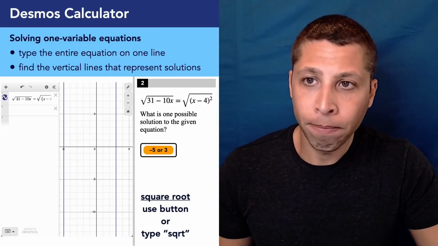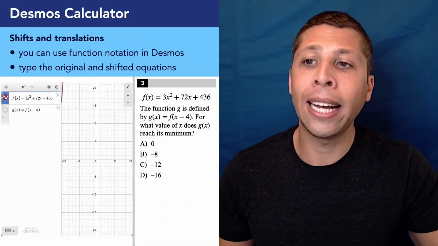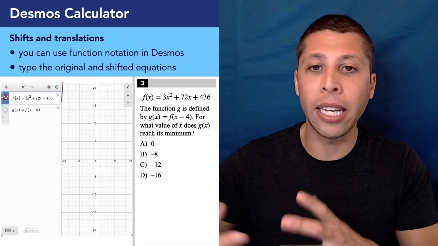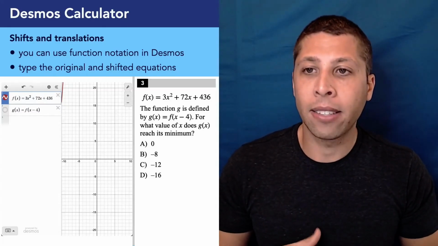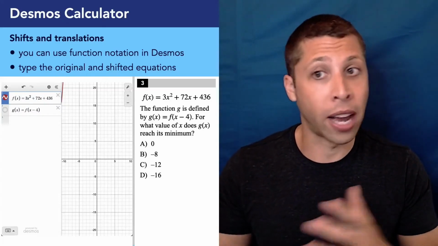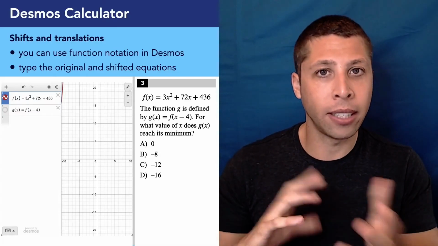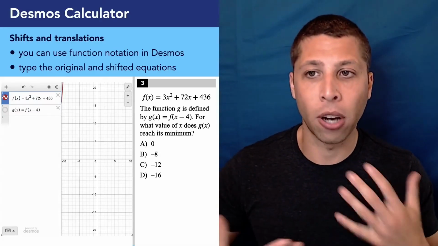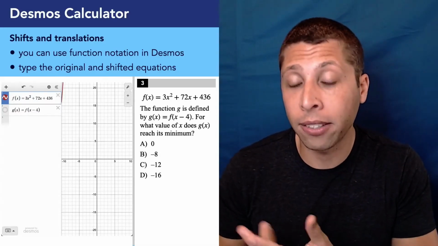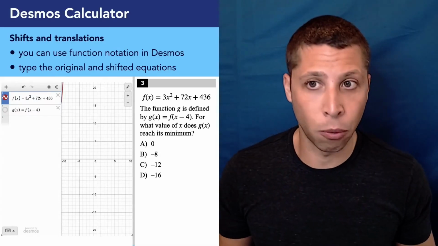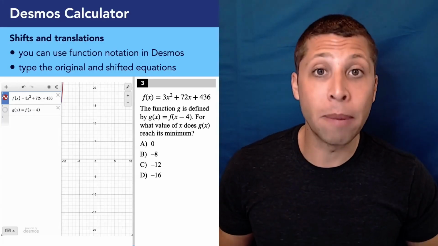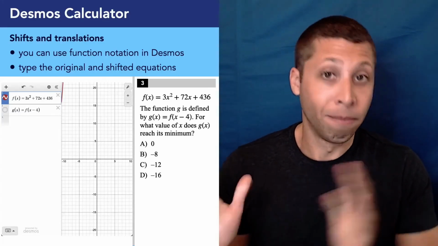Let's take a look at another one. Here we have a question that would definitely throw people off. It's giving us an f of x equation that's kind of complicated. It's also then telling us to change that equation in some way by talking about a new equation, g of x, that has this f of x minus 4 piece. And then we have to find the minimum value of both of these, or I guess of the g of x equation.